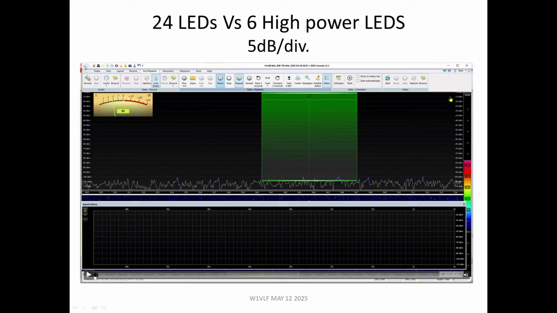Okay, so here's Fred doing another test. These are 5 dB per division. This is the 24 LED array that Fred runs versus 6 of those arrays. He has a stack of 4 high rows of 6. So we wanted to see, hey, is this possible with only 6 of those LEDs? So Fred was putting a piece of cardboard in front of all the LEDs except for a row of 6.